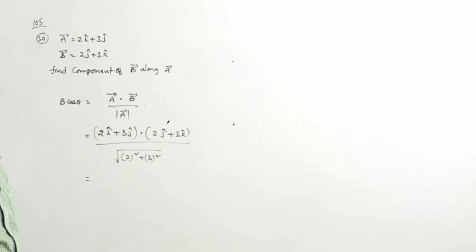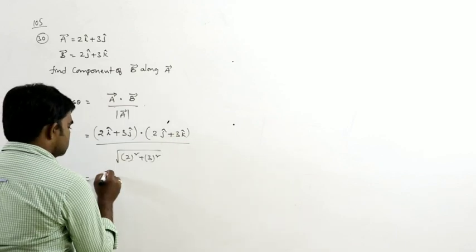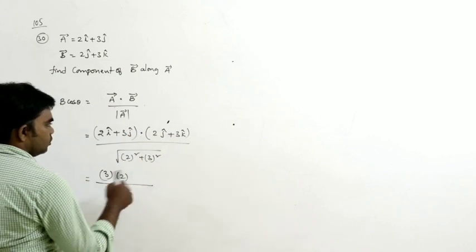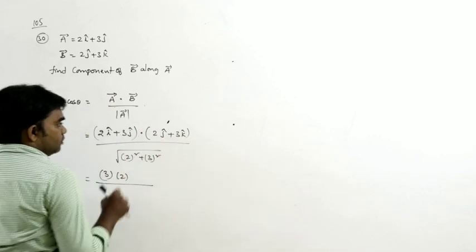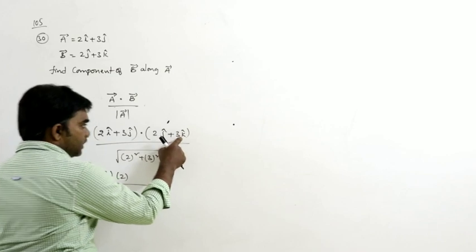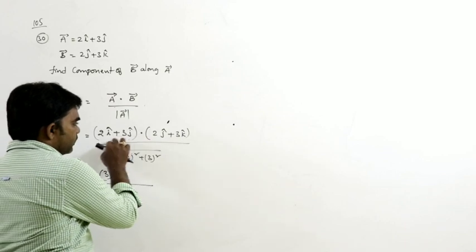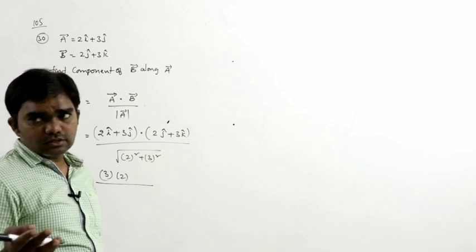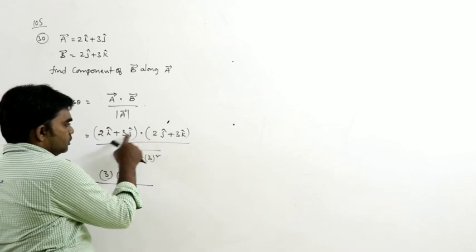Here, during the dot product, we have to multiply the like terms only. There is no i term, no k term in b. Here j, that is 3 into 2. i dot j is 0, i dot k is 0, j dot j is 1, j dot k is 0. So in these two vectors, what is the common term? j only. In case of dot product, we have to multiply the like terms only. Here 3j, here 2j, 3 into 2.